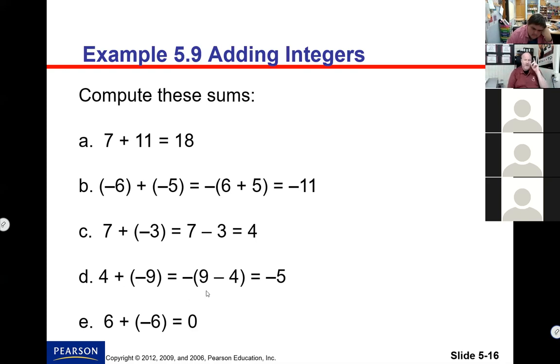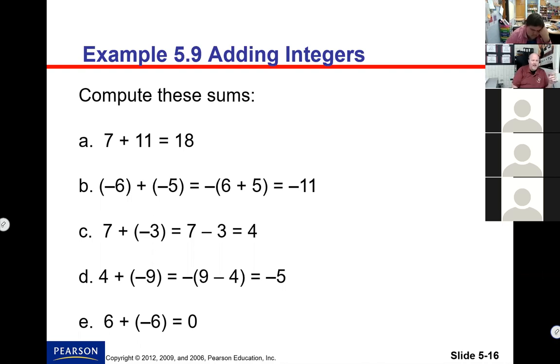You have to decide when you're teaching and when you're dealing with the kids which one you're going to pick. This next one, 4 plus -9. Okay, now this is a weird one. This is one of the algorithms from the previous page.